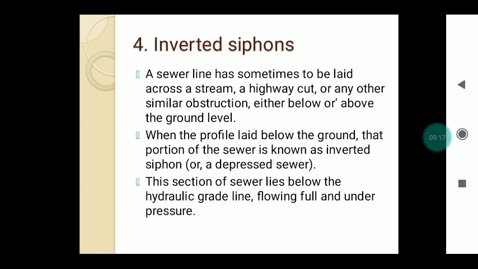Next appurtenance is nothing but the inverted siphon. A sewer line has sometimes to be laid across a stream, a highway cut or any other similar obstruction, either below or above the ground level. That means the siphonic sewers sometimes have uneven levels. When the sewer is laid below the ground, that portion of the sewer is known as an inverted siphon or a depressed sewer. This section of the sewer line is below the hydraulic gradient line, having full flow and under pressure.